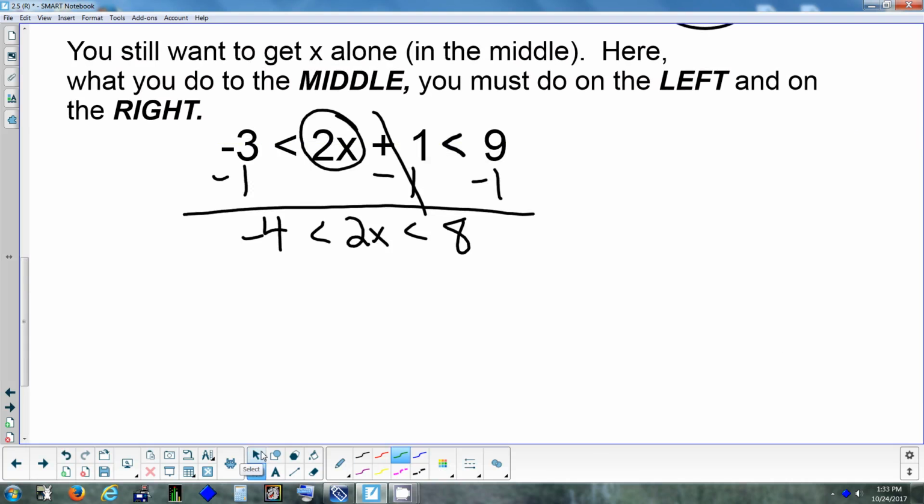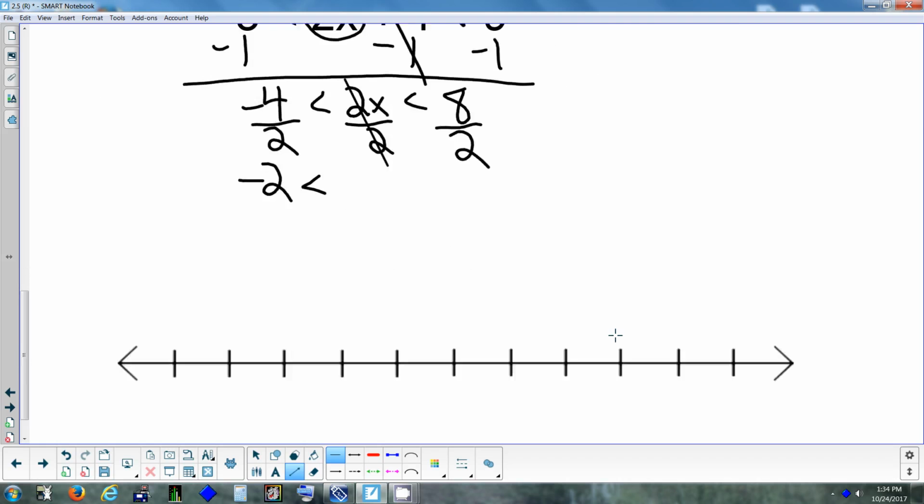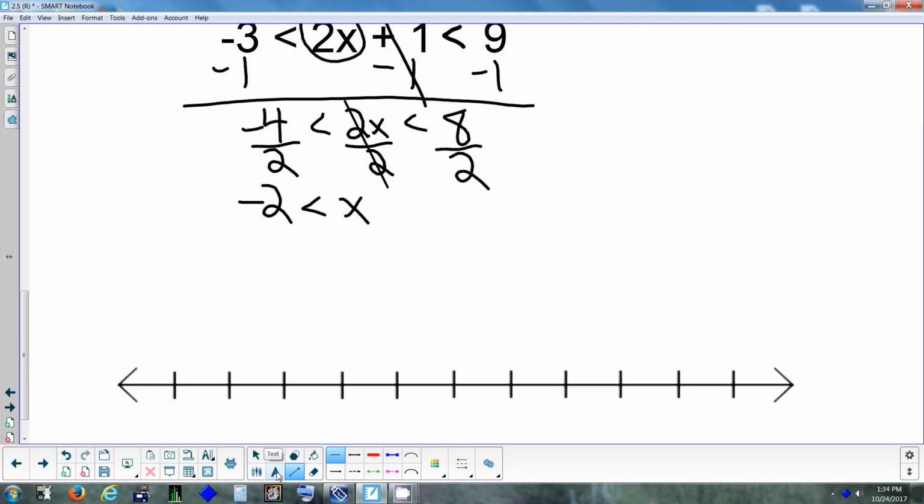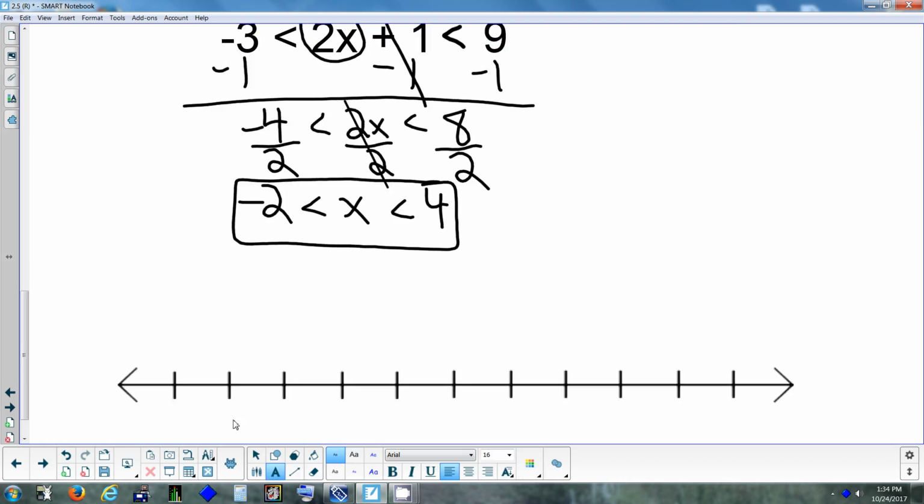We're going to divide by 2 because we want to get x by itself. So I'll divide by 2 here, and like Mallory just told us, divide by 2 out here. Do I flip the sign? No, I'm not dividing by a negative. -4 divided by 2, what do I get? -2, very good. In the middle, what am I left with? x, which is what I want. Keep the sign, and then 4. Here it is.